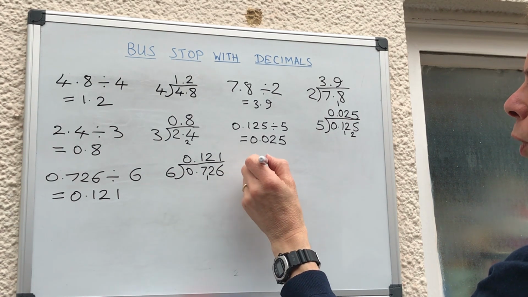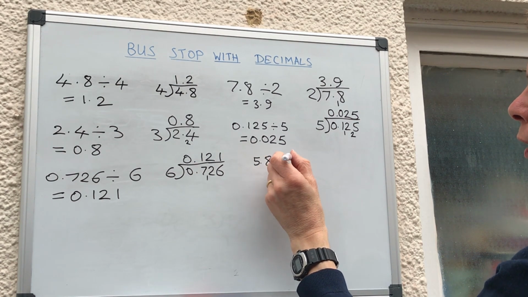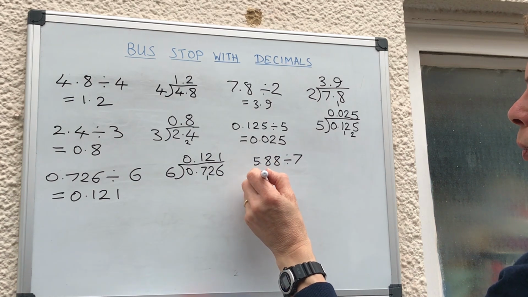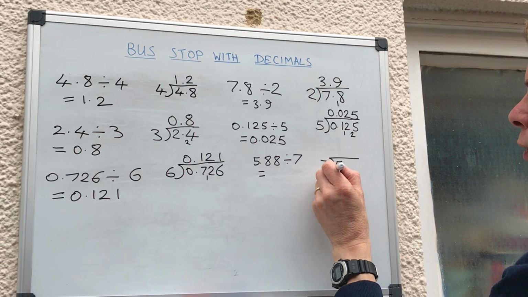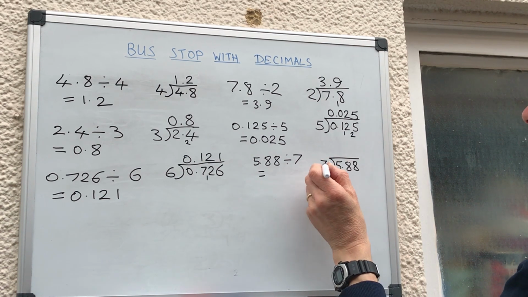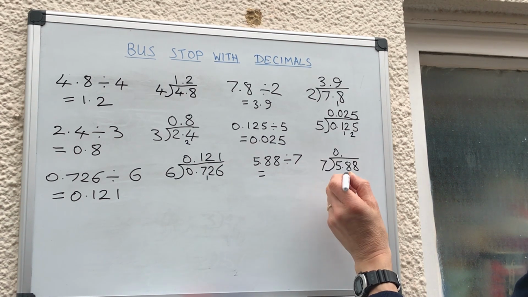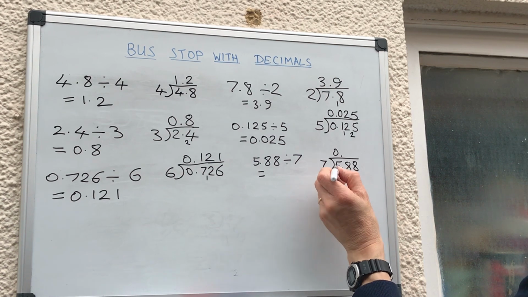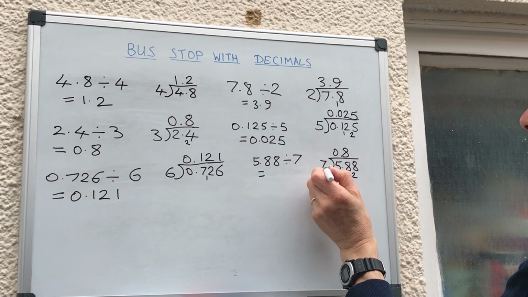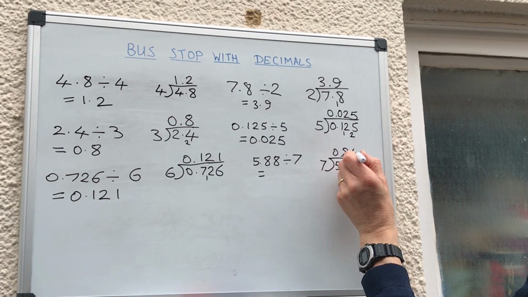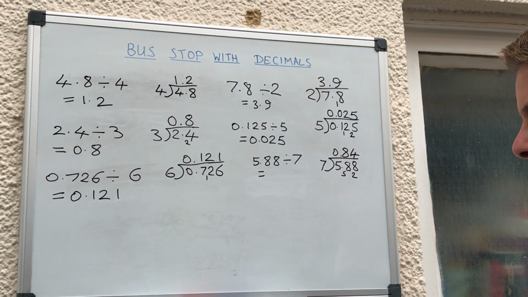Okay, next question we're going to do is how many 7's in 5.88? So 5.88 divided by 7 would equal what? So how many 7's go into 5.88? 7's into 5 is 0. We didn't use that 5, so put it down here. 7's into 58 is 8. Remainder 2. 7's into 28 equals 4. Okay, so all well and good.